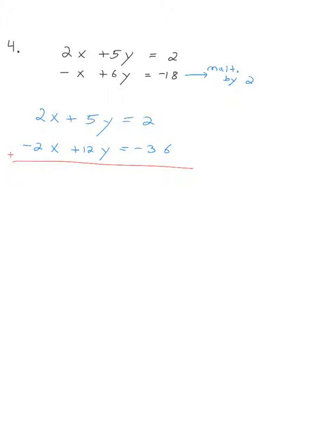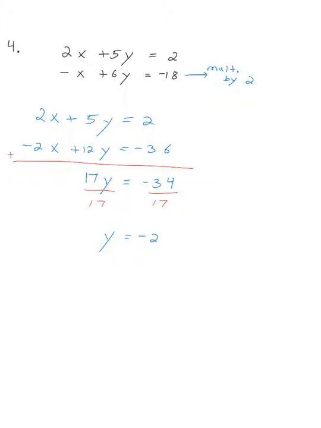5y and 12y is going to be 17y. And then we have 2 plus a negative 36 is negative 34. This makes it very easy to solve for y. I can simply take this equation and divide both sides by 17, and we arrive at y is equal to negative 2.